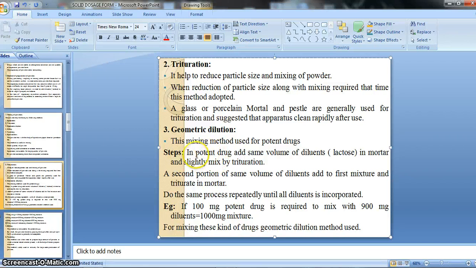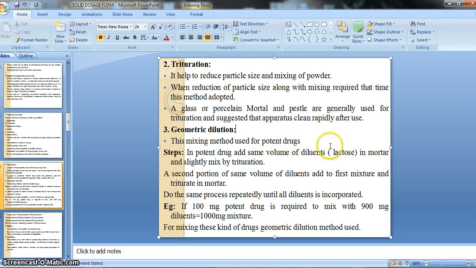So let's see. To the potent drug, add the same volume of diluent in a mortar and slightly mix by trituration. Also for geometric dilutions, there is use of our apparatus, the mortar and pestle. Means trituration is happening here. First of all, geometric means there is a requirement of some calculations. Then dilution means addition of some other diluent, right? Addition of diluents means dilutions.